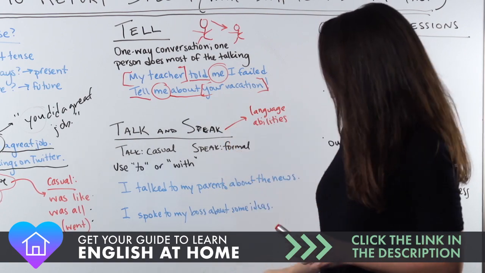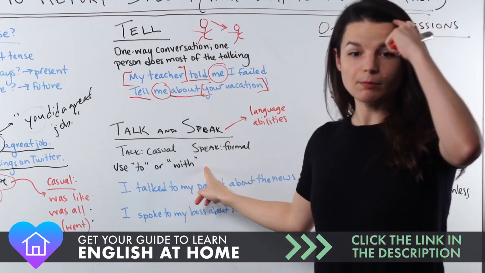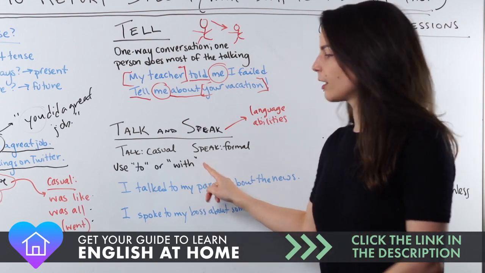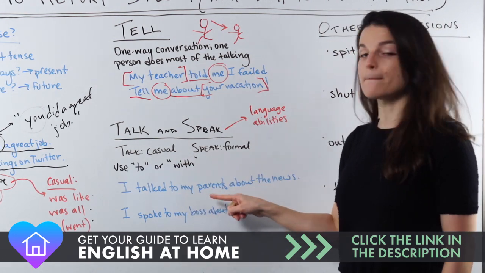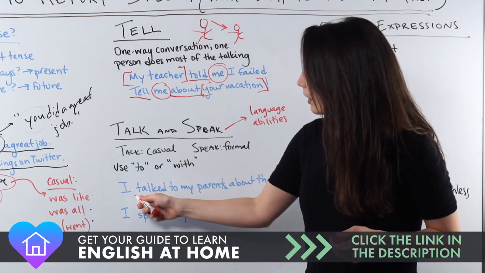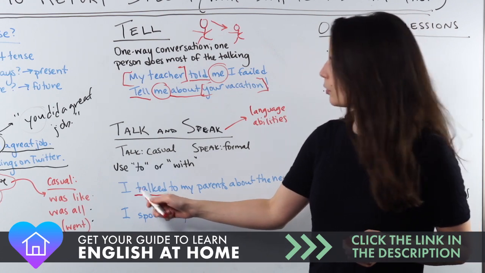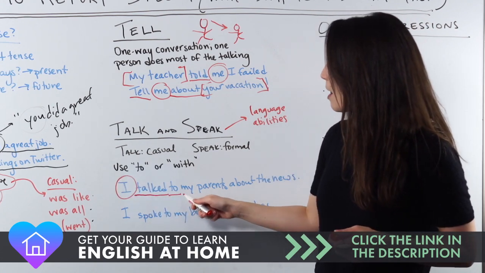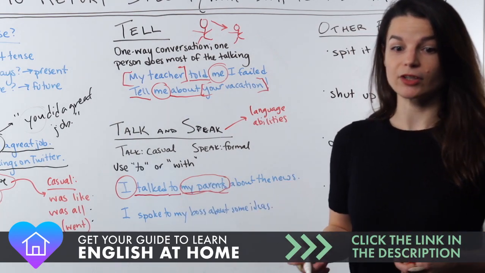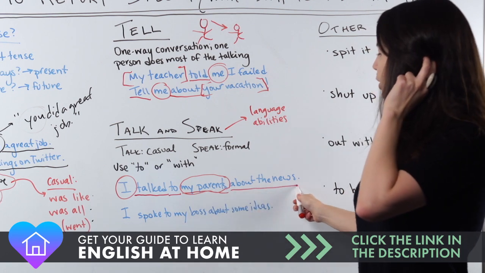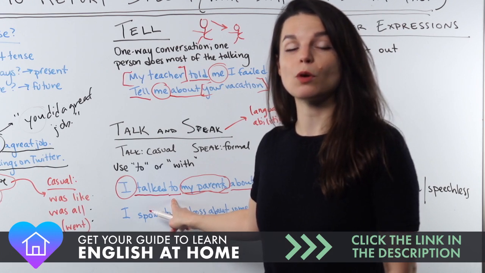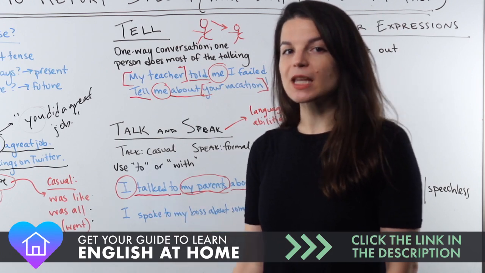Okay, speak. So, the other point I want to mention here is we can use both of these verbs with to or with. So, I talked to my parents about the news is my first example sentence here. Again, I'm using past tense. I talked. Who's doing the talking? I talked to my parents. Here is the other person or the other party, the other side in the conversation, about the news. So in this example sentence, I used to. You can also use with. There's not a difference in meaning.